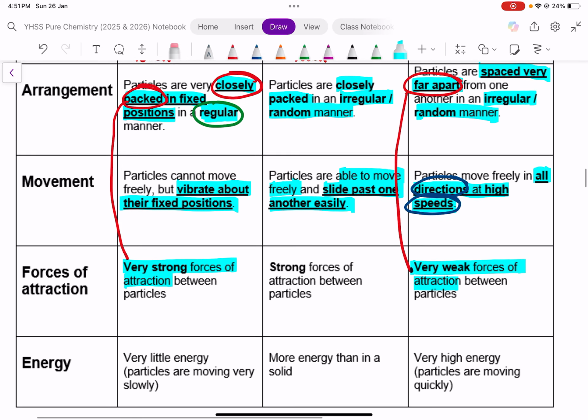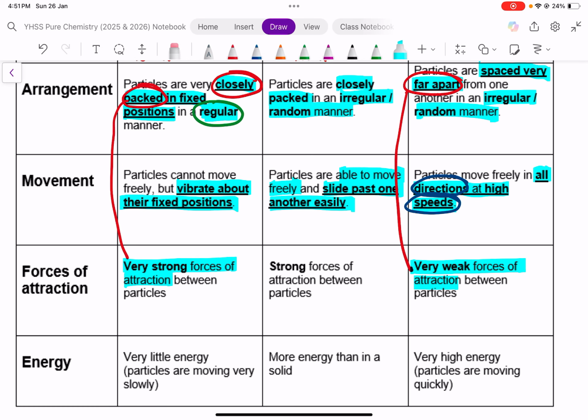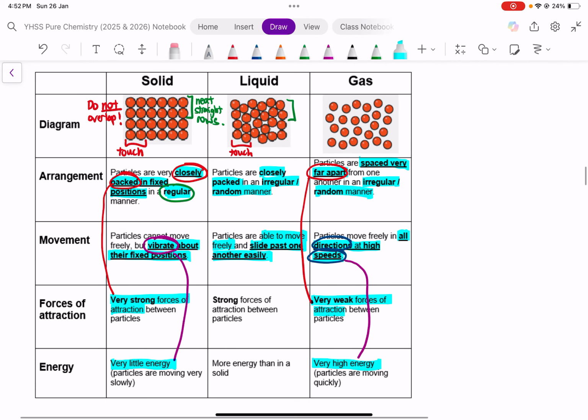And finally, we move on to the energy present in each state of matter. And this is where we relate the movement with the energy content. Because in a solid, the particles only vibrate about fixed positions, this tells you the energy level of a solid is low. So particles in a solid have very little energy when compared with a gas, which contains particles moving in all directions at high speeds. This tells you that particles in a gas should have very high energy in comparison to particles in a solid.